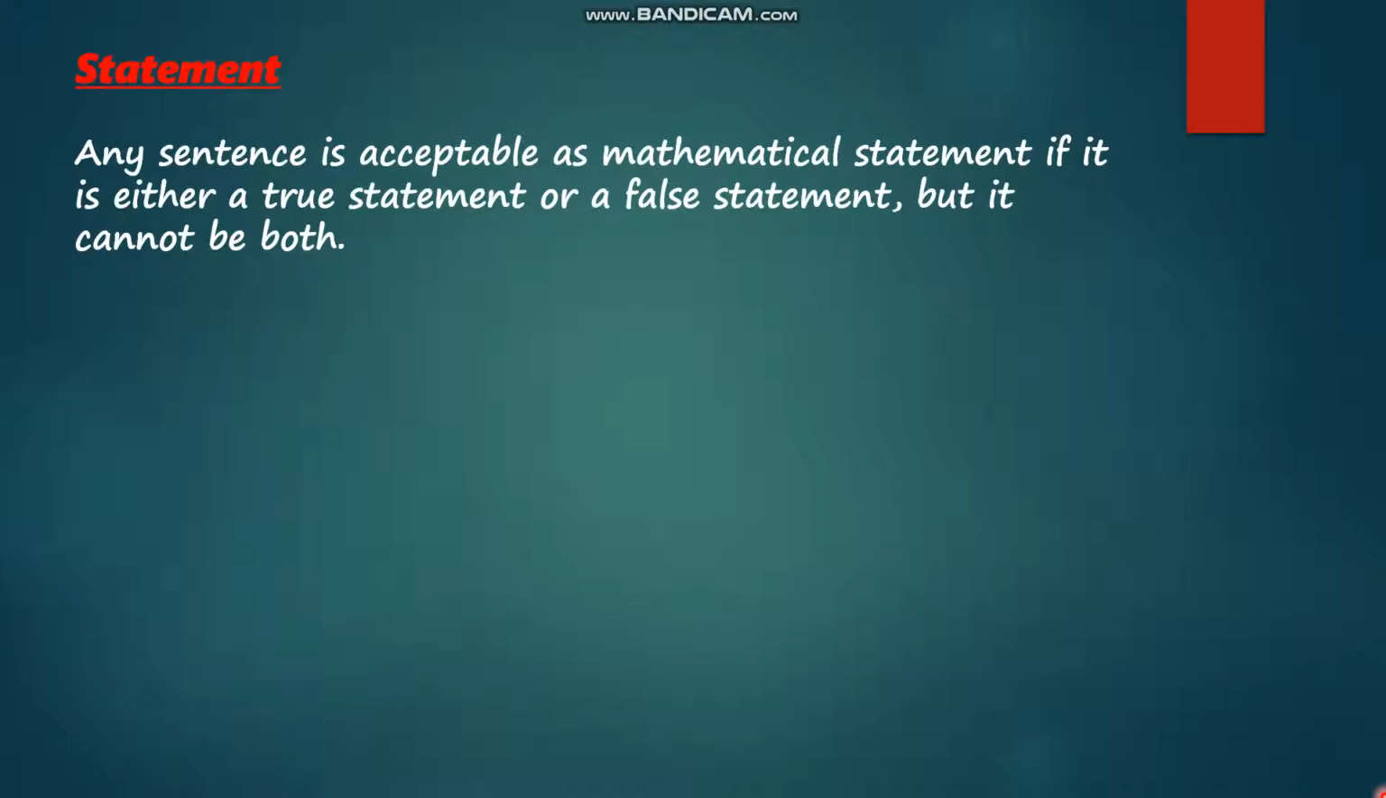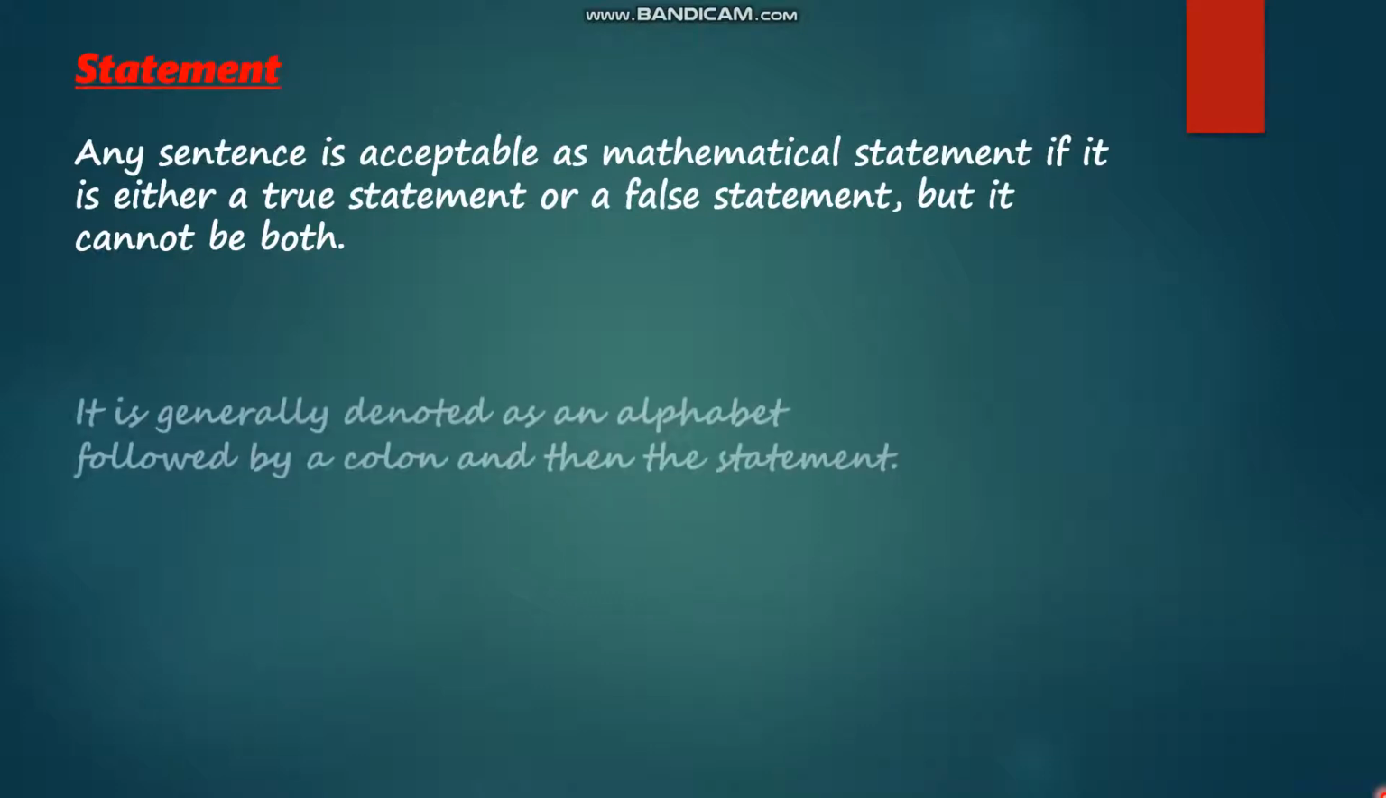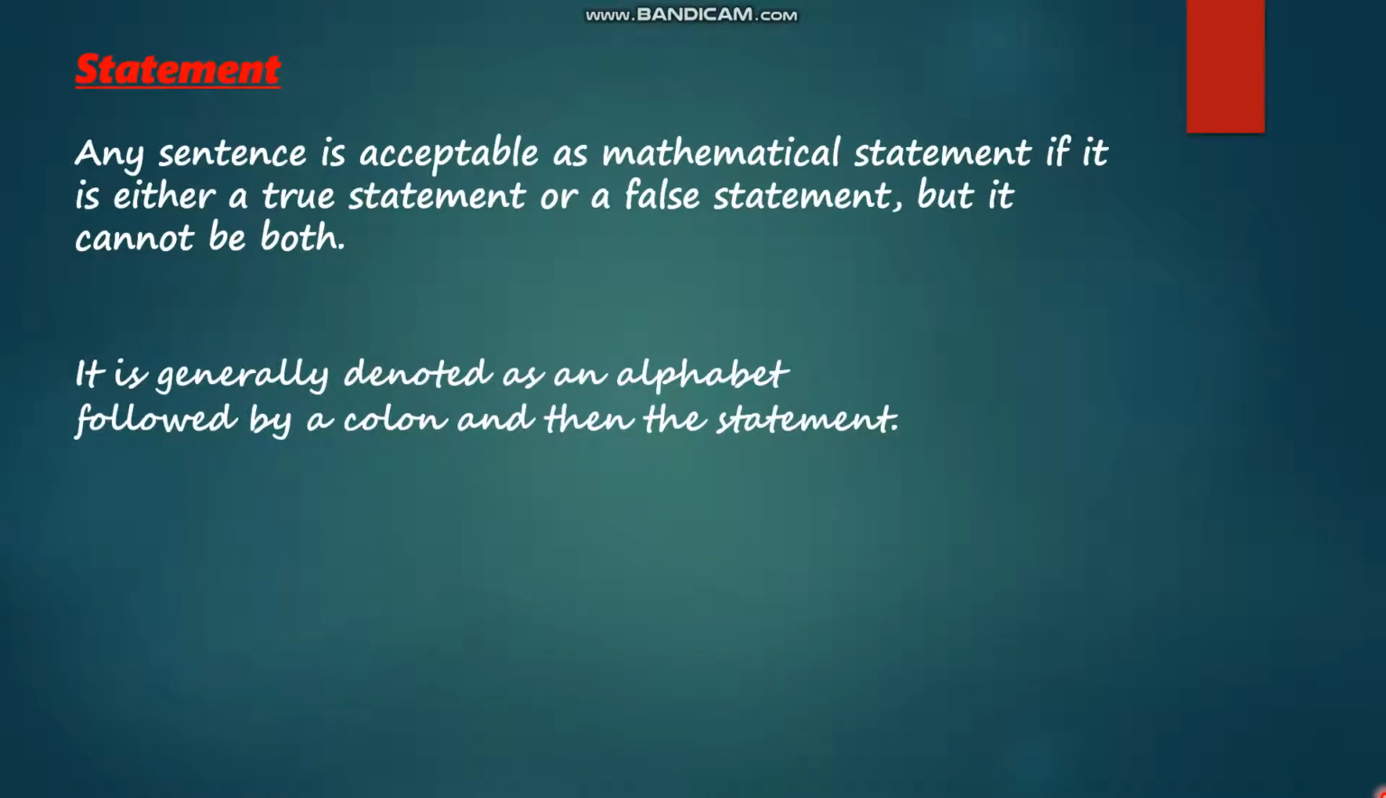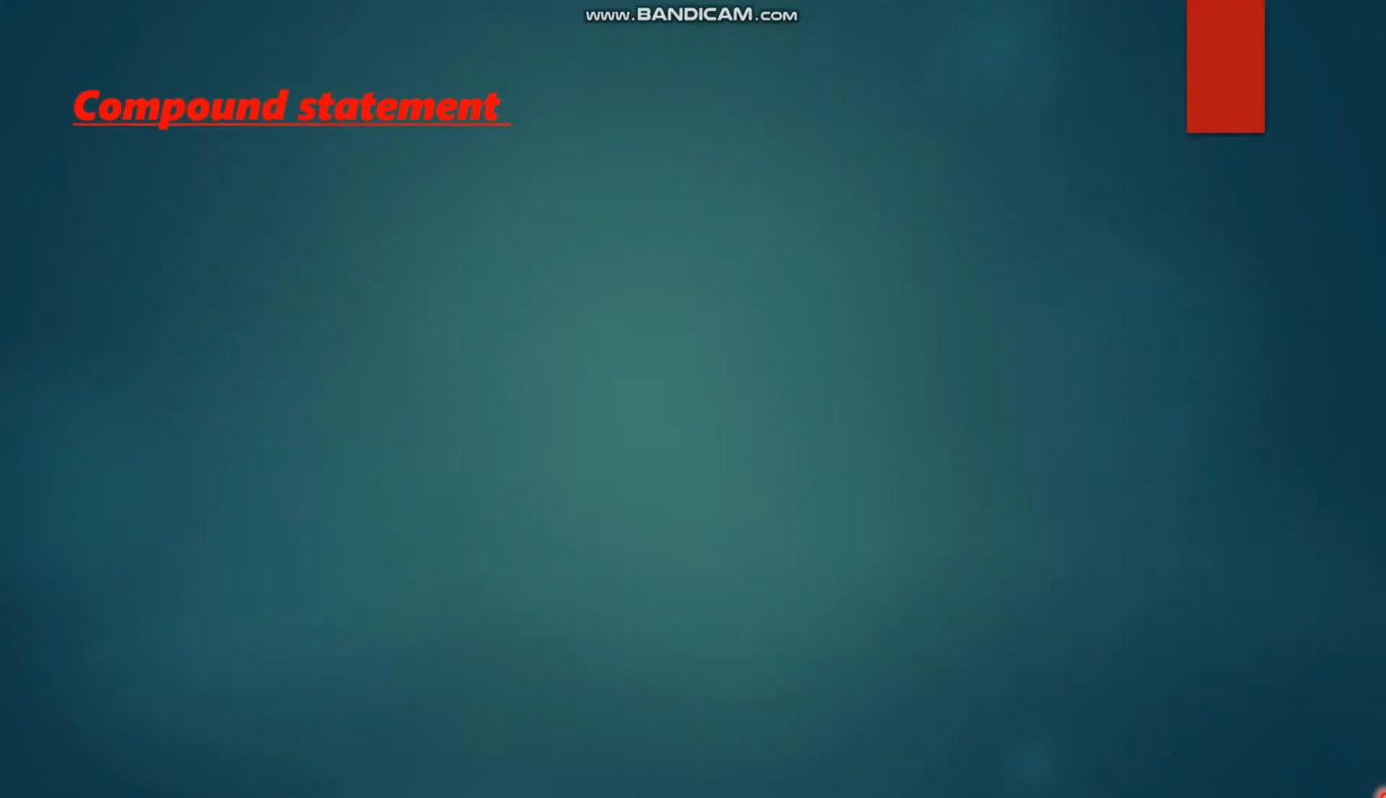Any sentence is acceptable as a mathematical statement if it is either a true statement or a false statement, but it cannot be both. It is generally denoted as an alphabet followed by a colon and then the statement. For example, P colon sun is a star.